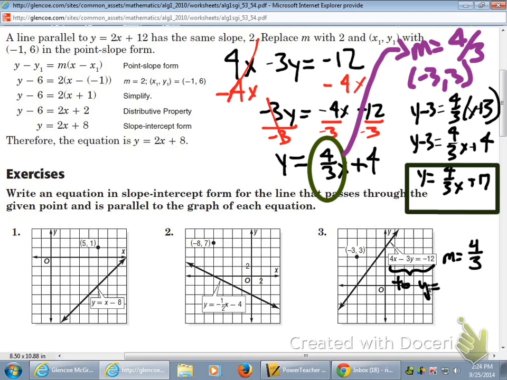If it'll fit on my graph, I'm not sure it's going to fit on my graph. Plus 7, let's see, 1, 2, 3, 4, 5, 6, 7 is right there. And 4/3 would be up 4 over 3. So I'm going to work that backwards. I'm going to go down 4, 1, 2, over 3, down 1, 2, 3, 4, 1, 2, 3. Yep, it's right there. It does work. Okay?